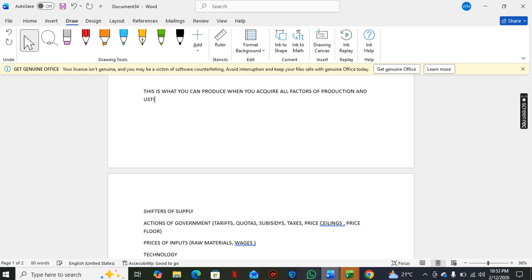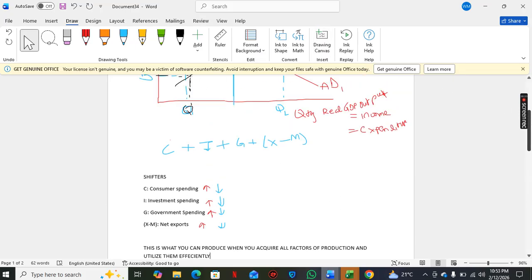and utilize them efficiently. So when you've got what you want and what you need, that is what you can produce. That is what is called the long run aggregate supply curve.